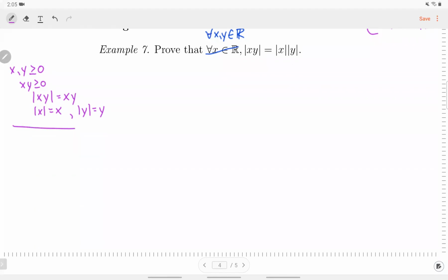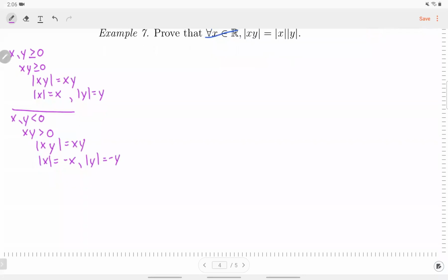What's another possible combination? Both negative. Yep. If they're both negative, what happens when I multiply them? It becomes positive. So absolute value of xy is just plain old xy. But what's the absolute value of x? Negative x. And what's the absolute value of y? Negative y. Is that still going to work? Is negative x times negative y the same thing as x times y? Yeah, so we're okay in that case.